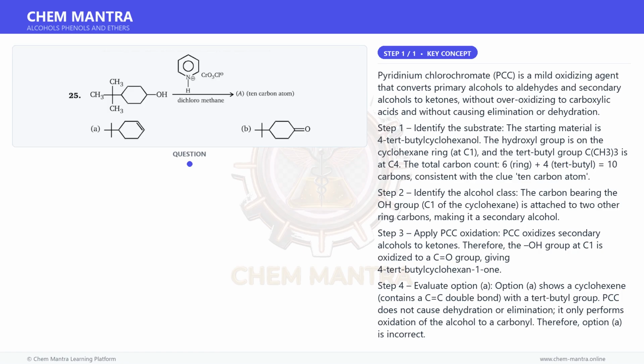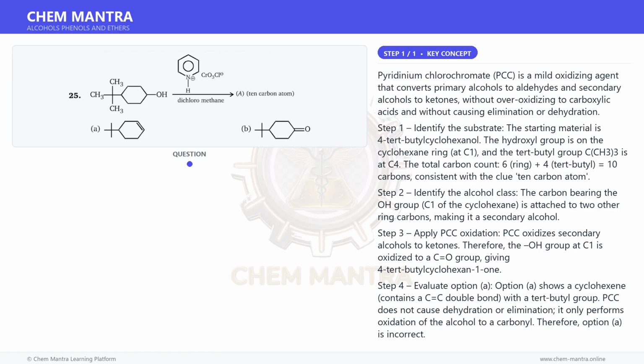Step 4. Evaluate option A. Option A shows a cyclohexene containing a C=C double bond with a tert-butyl group. PCC does not cause dehydration or elimination, it only performs oxidation of the alcohol to a carbonyl. Therefore, option A is incorrect.